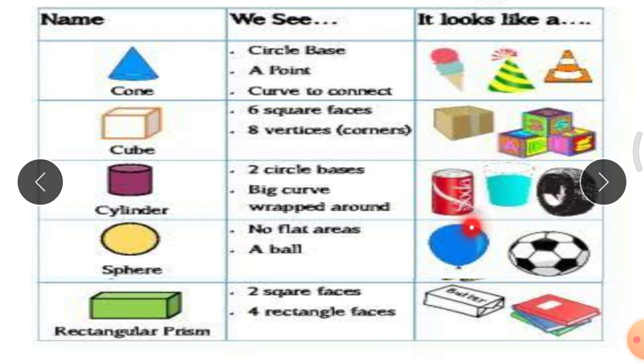Cylinder, which has a bucket over here, a glass, you can see a can, right? A sphere, now sphere is the example here, football, balloon, cricket ball, tennis ball. Then this is cuboid. Then cuboid may be books or butter, this one's butter, a matchbox, right? So this is all you have to learn today in this chapter.